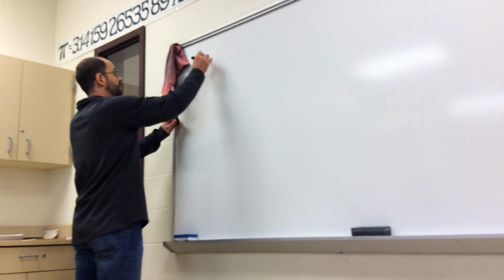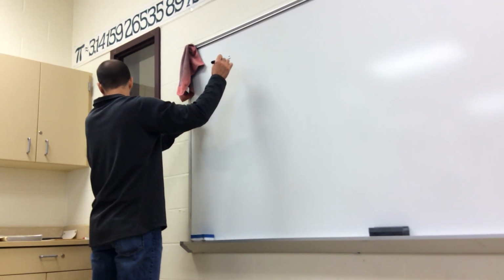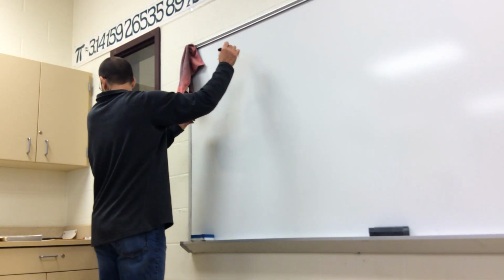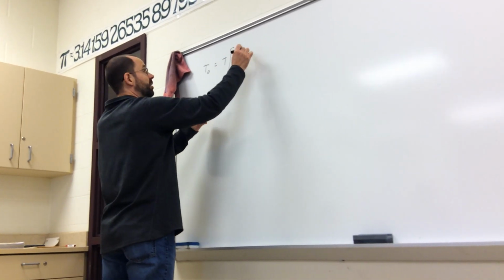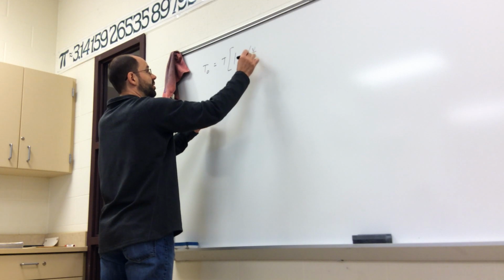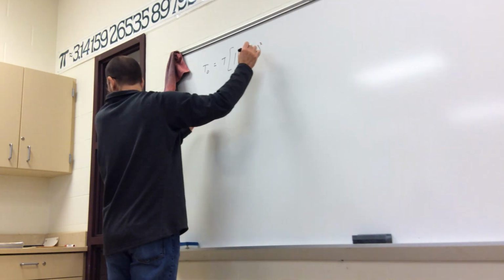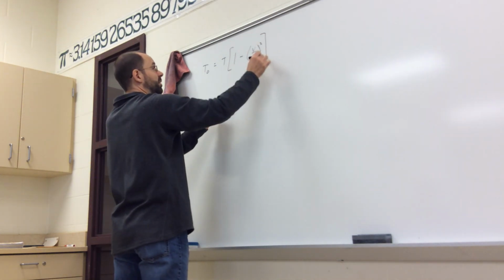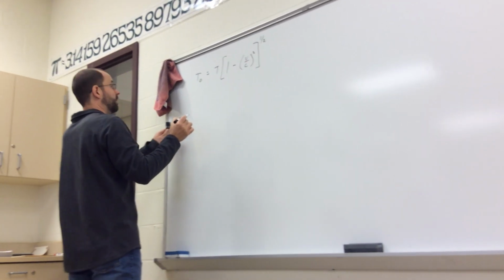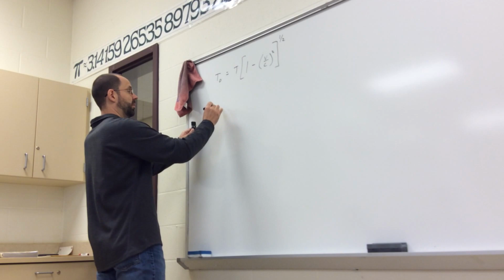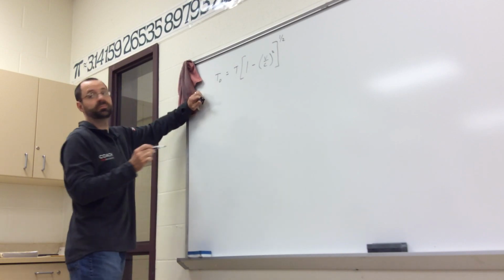Come on. Okay. So T0 equals T times (1 minus (V over C) squared) to the 1/2 power. And, okay, so there's the formula.